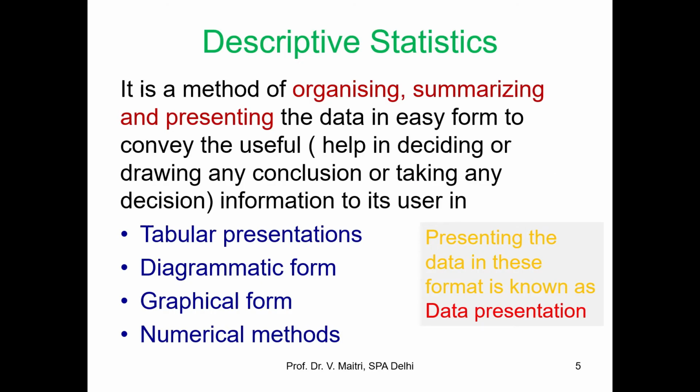So we know that descriptive statistics is nothing but organizing, summarizing and presenting the data in a very easy form so that the decision maker can take a decision, that people can draw conclusions from it, and the data should be presented in such a manner that it becomes easy for them to conclude or to use it purposefully. So there are different methods of presenting the data: tabular presentation, diagrammatic form, graphical form or numerical methods. Presenting data in this format is known as data presentation.